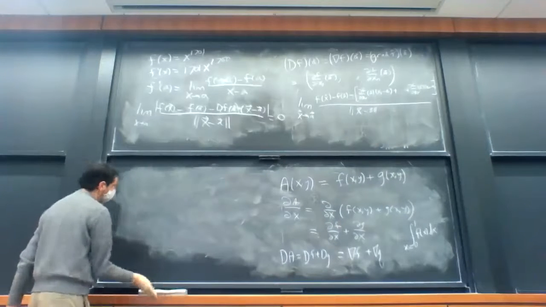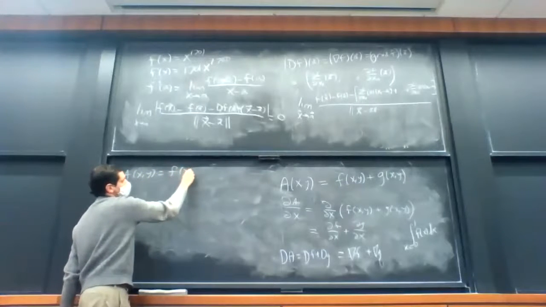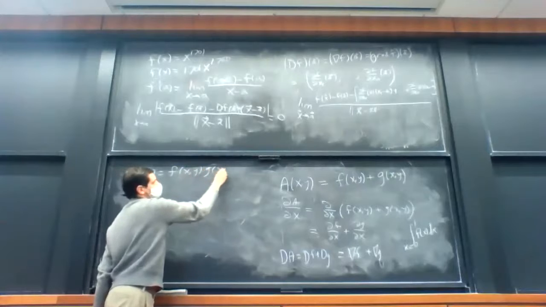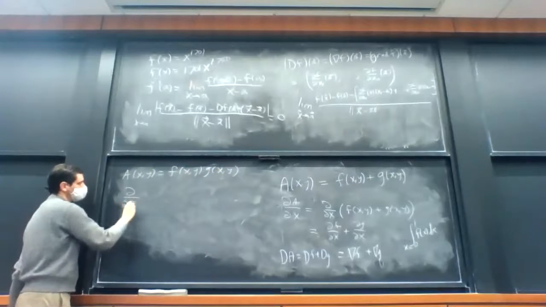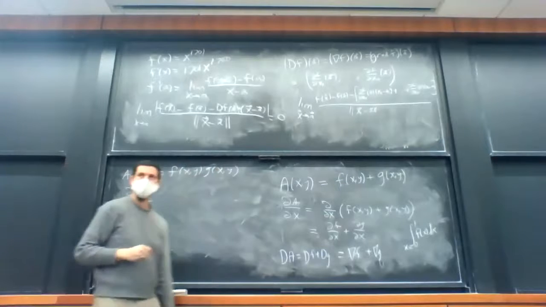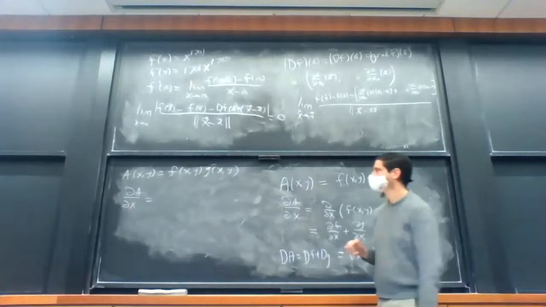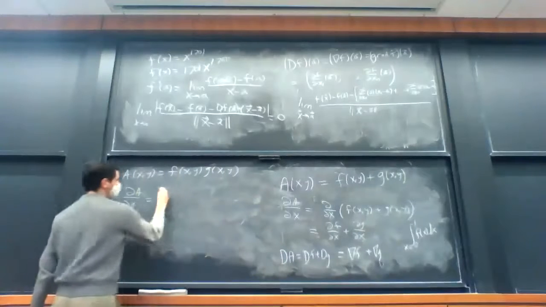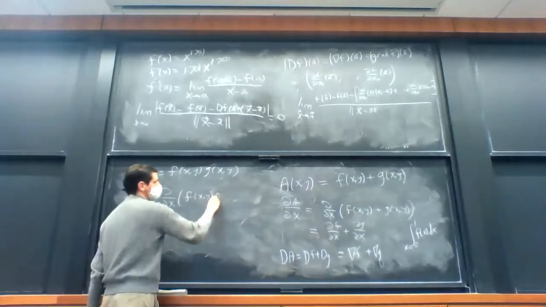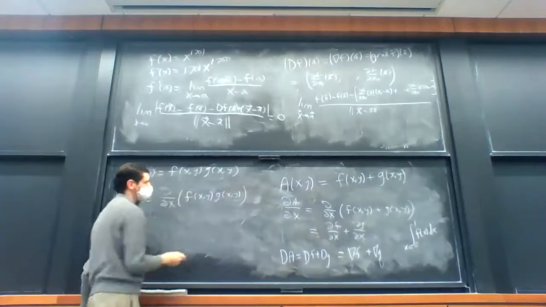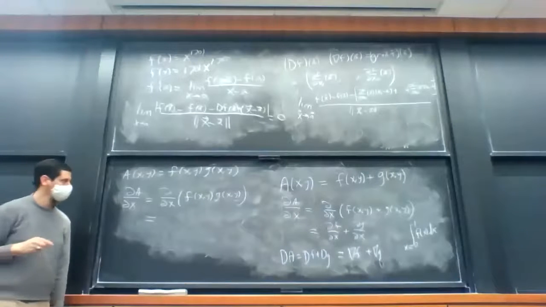So what I want to do now is A of xy is f of xy, g of xy. And I'm going to first try to calculate the derivative with respect to x. And the goal is to try to understand the derivative with respect to x. So this is d by dx of f of xy, g of xy. But I can write this in a way that I think will be a little bit more illuminating.